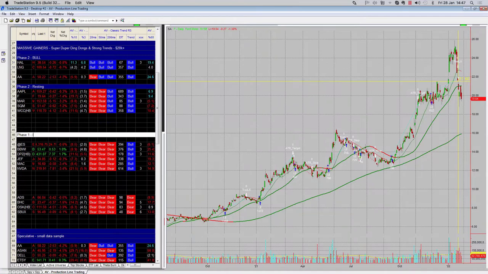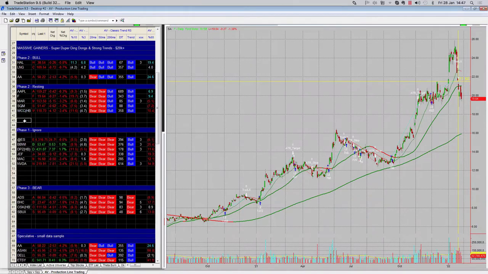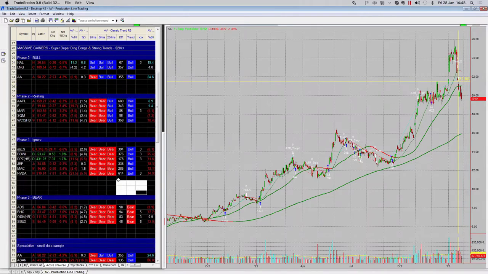So everything's below the moving averages. I can ignore those stocks. And these are bearish phase three. So I should have bearish trades on these. So now I can start to categorize and keep track of phase three bear. There we go. So I can start to keep track of a very small list of stocks without ever looking at the charts, and do all the heavy lifting and the scanning and the filtering. And again, it takes longer to explain than to do.